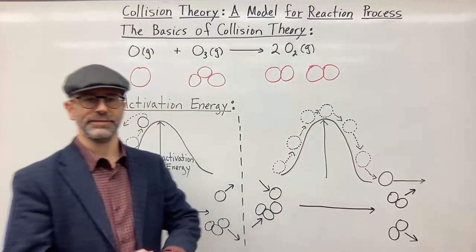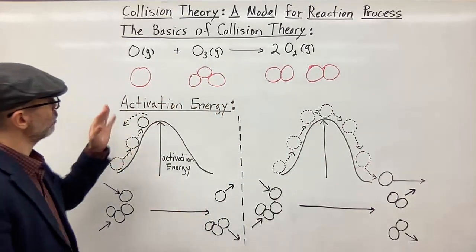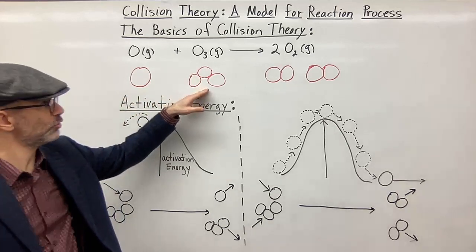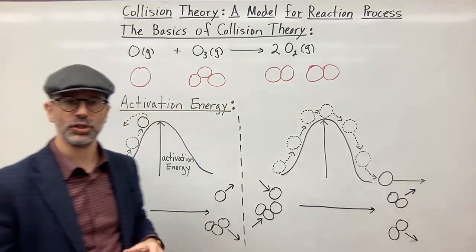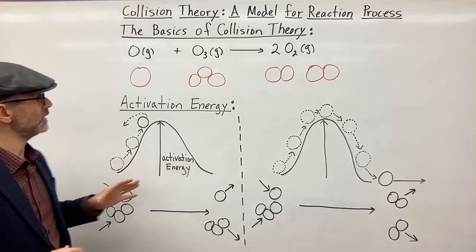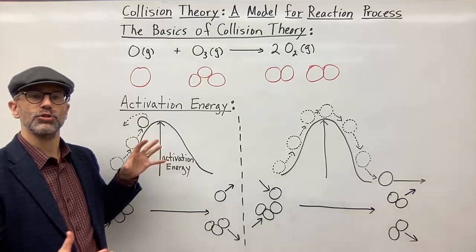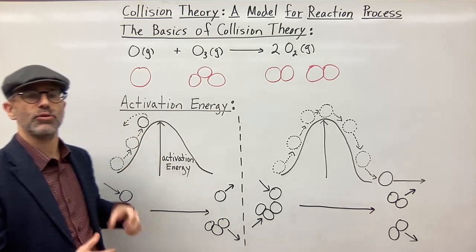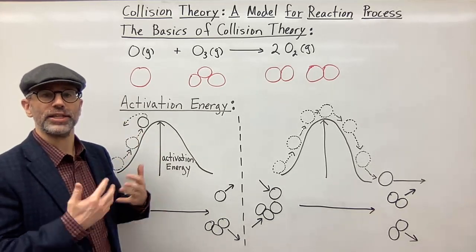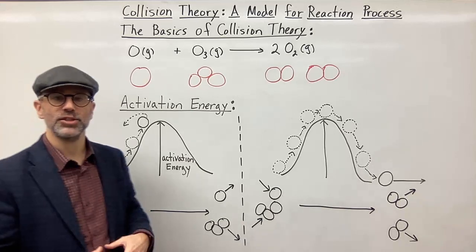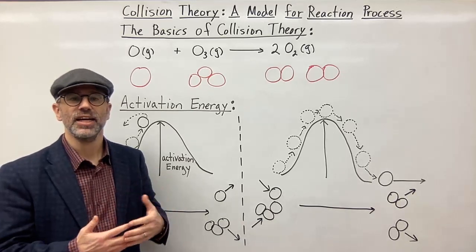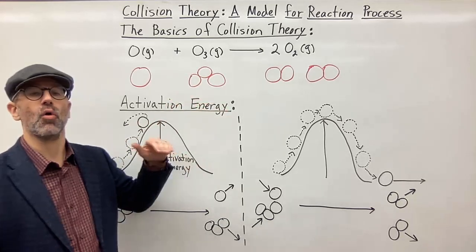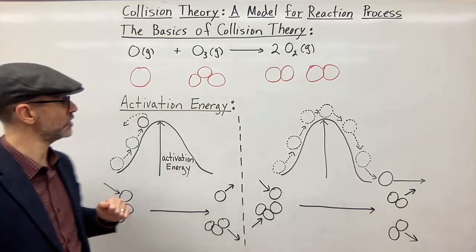Okay, let's talk about activation energy. So here, once again, we have our oxygen atom colliding with an ozone molecule to form 2 oxygen molecules. As I was saying, in order to form that activated complex or transition state, you need to get over a certain amount of energy. So a certain amount of energy is needed in order to reach that activated state, or the transition state.